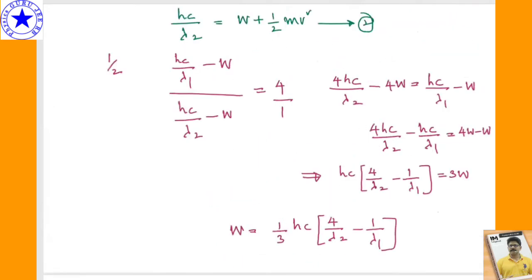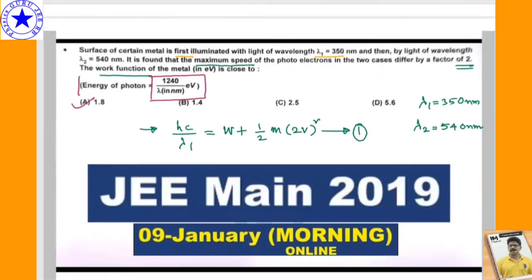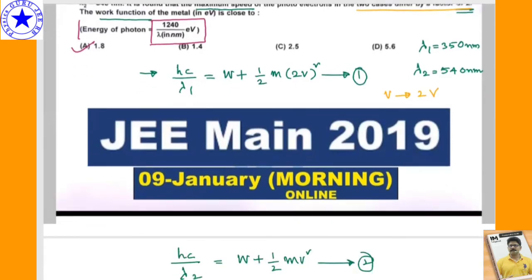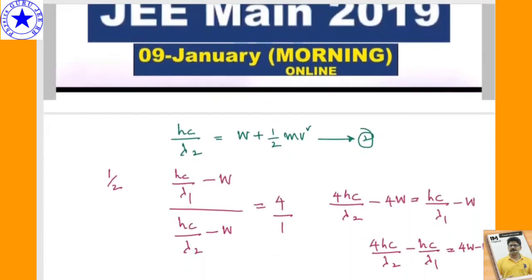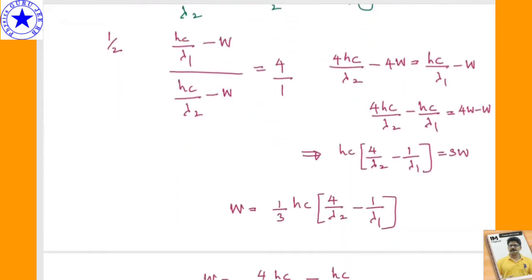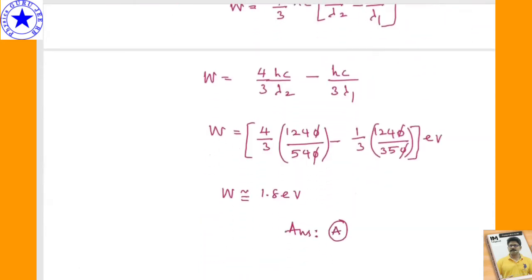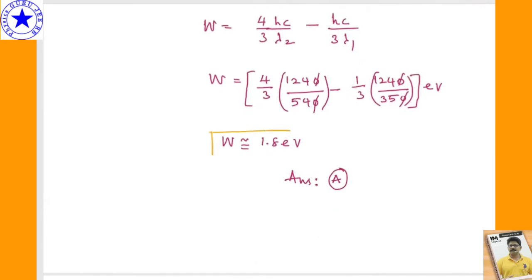You can see here, first answer 1.8 electron volts. Just a recap. It is found that the maximum speed of photoelectrons in the two cases differ by a factor of 2. That means one is V, the other should be 2V. I took the first case as 2V, second case as V. So 2V and V differ by a factor of 2. First equation, second equation, then we divided both equations. From there we calculated the work function and substituted the values. This is the final expression of the work function. Hope it is clear, everybody.